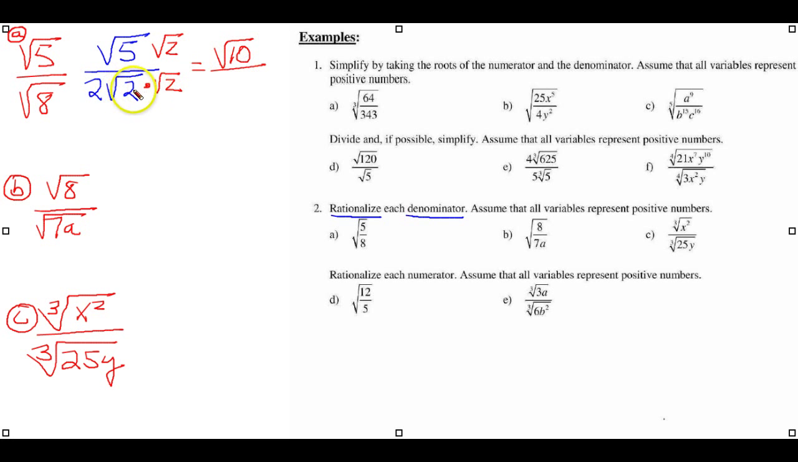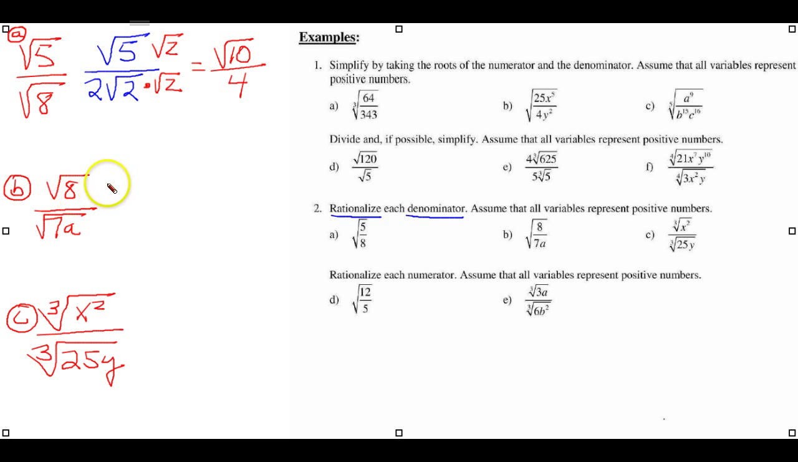And this will become the square root of 4, which is 2. 2 times 2 is 4. So there's our answer for A in part 2. Now there's another way to do that as well, but that's a good little technique there.